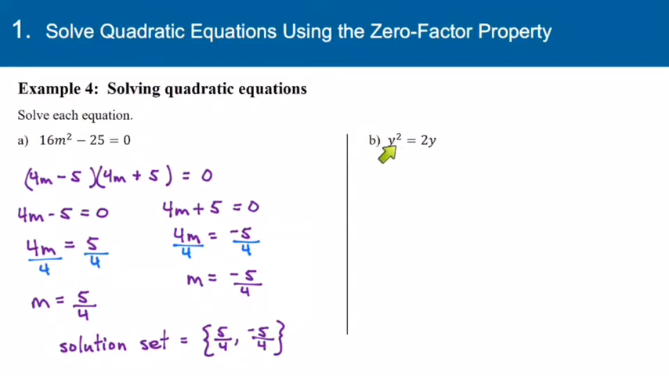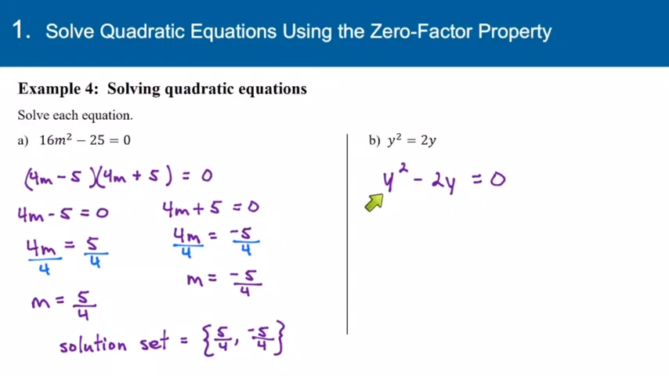For part B, we have y squared equals 2y. Now this is quadratic because it has a squared term and nothing higher than that, but it's not in standard form, so I can't solve it yet. I have to move the 2y to the left side. And notice when we do that, of course we get negative 2y, but notice that we don't have a trinomial. And also, it's not a difference of squares like this binomial was. So this expression is not going to factor into two binomials, but it does have a GCF.